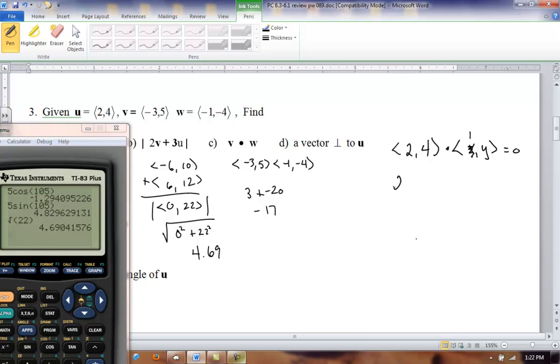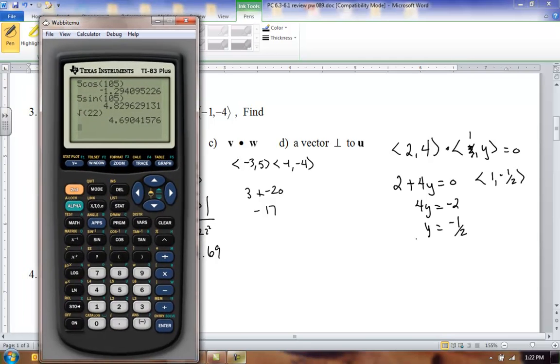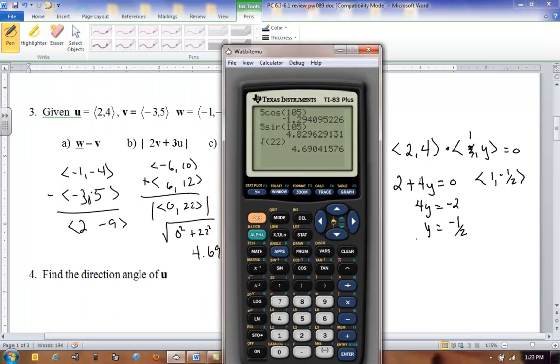So you're going to multiply, so 2 times 1 is 2, plus the 4y, gives me 0. 4y is negative 2, y is negative 1/2. So one of them could be 1 comma negative 1/2. It could be any combination. You could have chosen x to be anything, you could have chosen y to be anything, as long as when you multiply and add them, you get 0.